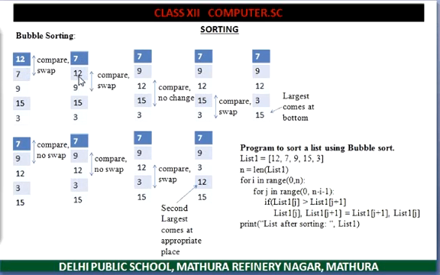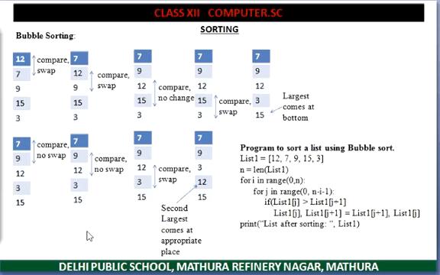Again we compare the next two elements, 12 and 9. If the upper one is greater, then swap 9 and 12. Here the upper one is smaller, 12 is smaller, so compare, no change. Here 15 is greater than 3. Compare and swap. So it will become 3 and 15. So the largest element comes at the bottom in process 1.